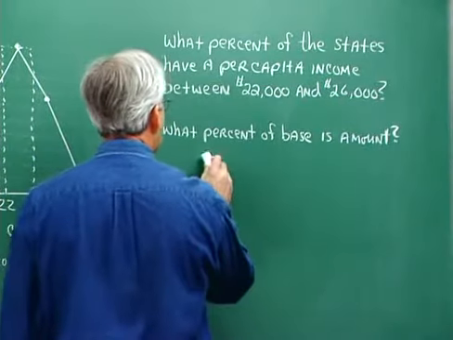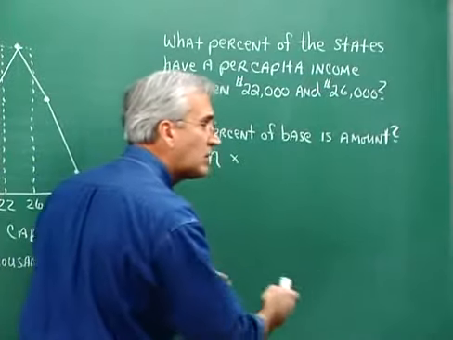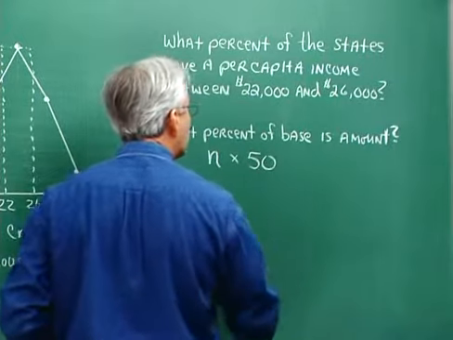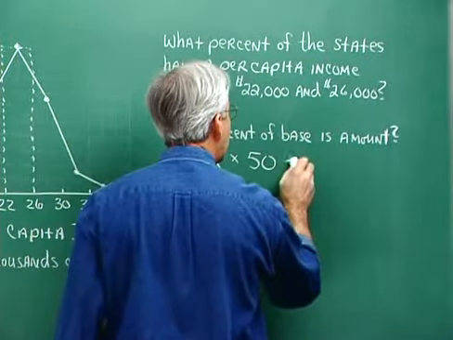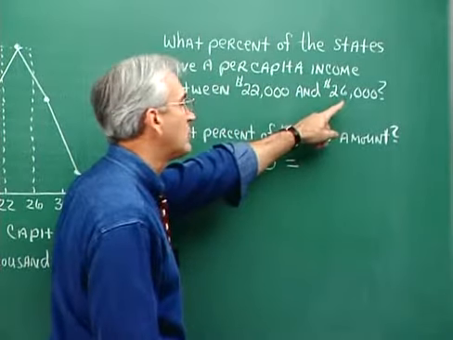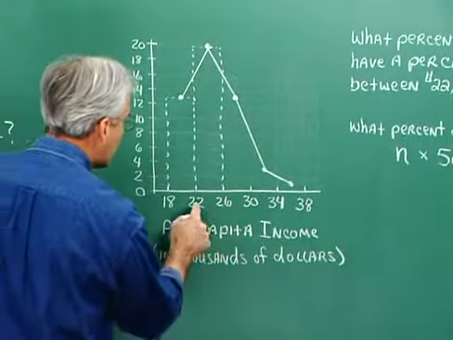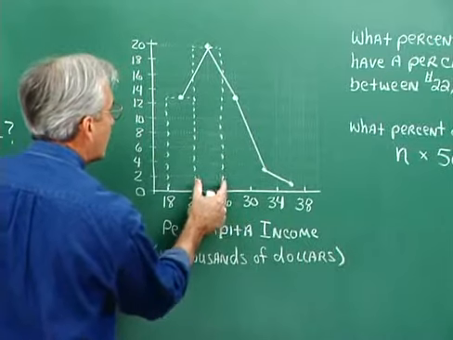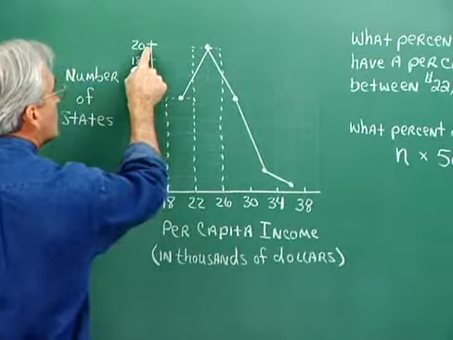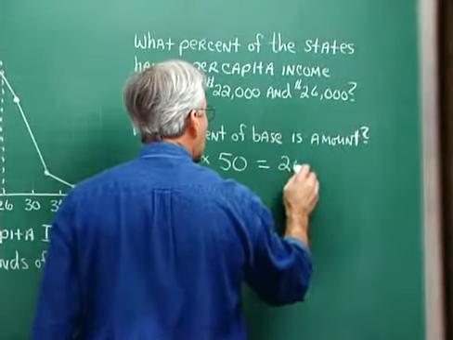So what percent? That would be n percent. Of means times. Base, the basis of this, the states that were surveyed, are all 50 states, so there are 50 items in the survey. And how many of them fell within, is means equals, how many of them fall within this interval of $22,000 to $26,000? Let's look back over here. So the interval from 22 to 26, that's this interval. At the very top and middle of that interval, we have the number 20. So we use 20 then for the amount over here, and away we go with our division.